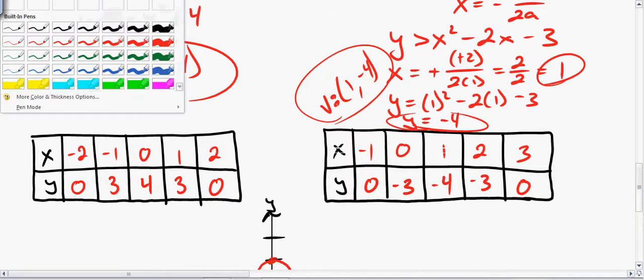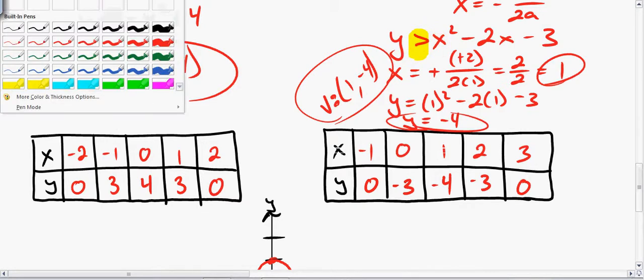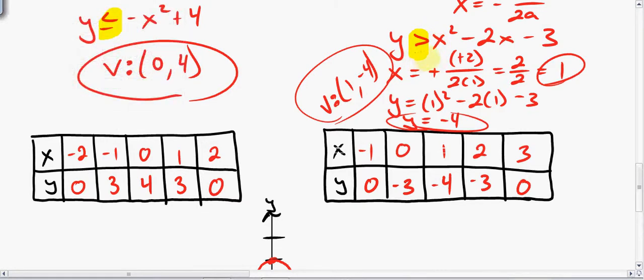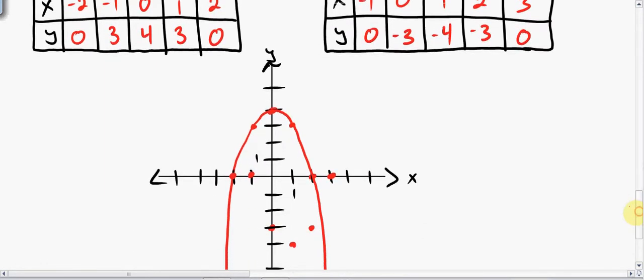I'm going to come over, look at my inequality symbol and see it's greater than. There's no "or equal to," no little line underneath, so I do know I have a dotted line. So I'm going to connect these dots with a dotted line. And then the last step will be shading. I have to use a test point and shade for each of these inequalities.